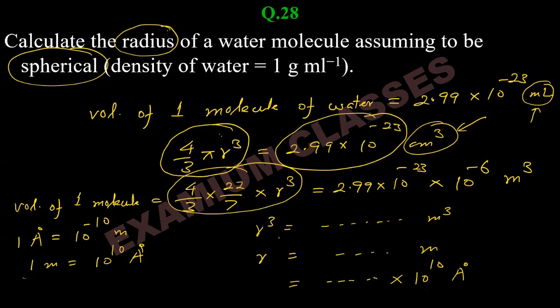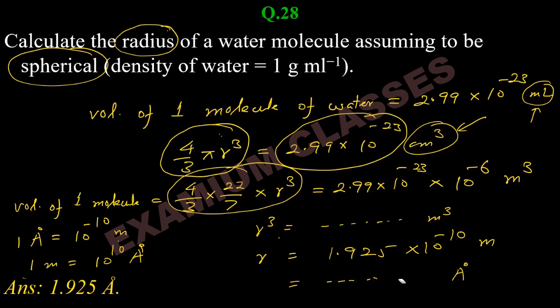I am leaving the calculations to you because you have to do these questions in the next assignment. Once you solve, here you will get 1.925 into 10 to the power minus 10 meter. When you multiply it by 10 to the power 10, you will say it is 1.925 angstrom.